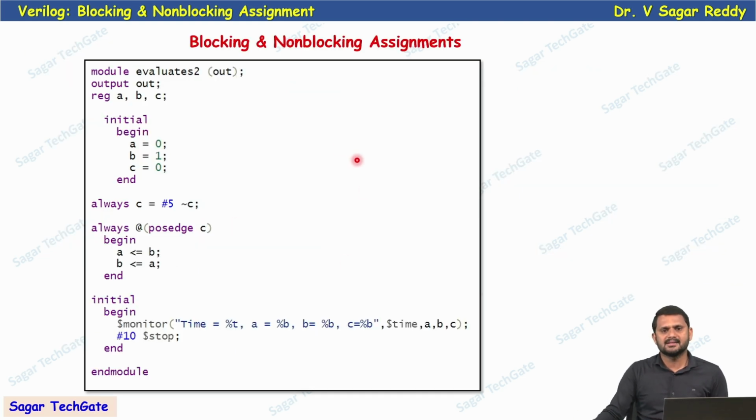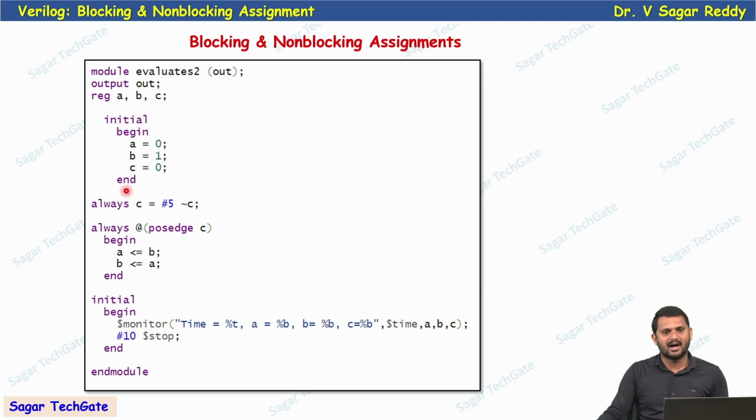Now see, this is a simple example. I hope you understand this blocking and non-blocking. Try to analyze this simple code snippet. The module evaluates to out. Here the output is only one variable, out. Then reg A, B, C.